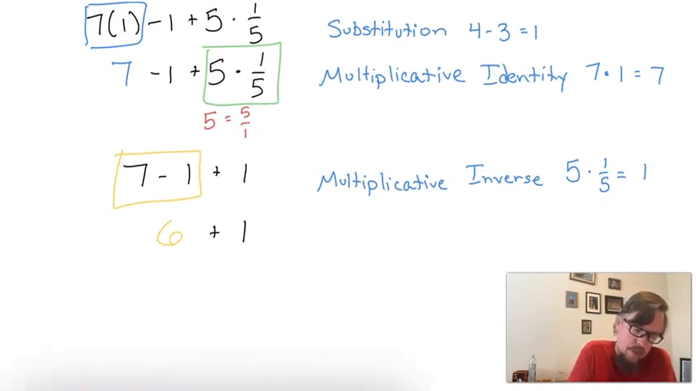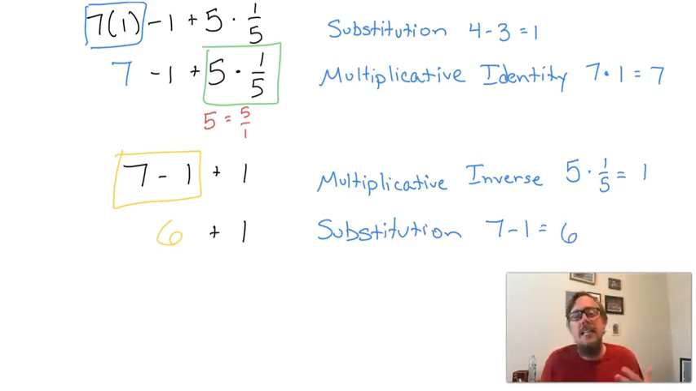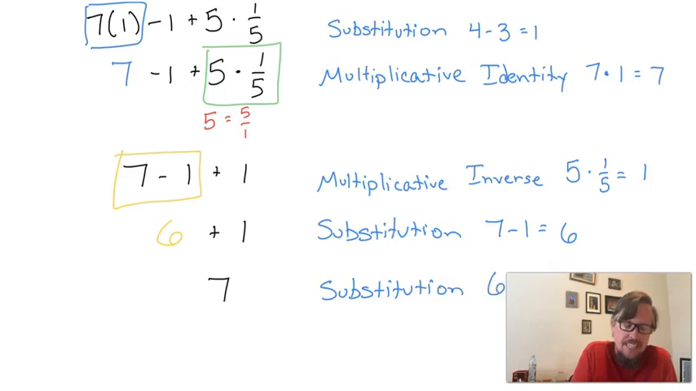Let me keep my colors consistent here. Substitution, because 7 minus 1 is 6. And then the last thing we have to do is 6 plus 1, which is 7. And that again is substitution because 6 plus 1 and 7 are equal to each other. So the property that allows us to replace the 6 plus 1 with 7 is called substitution.